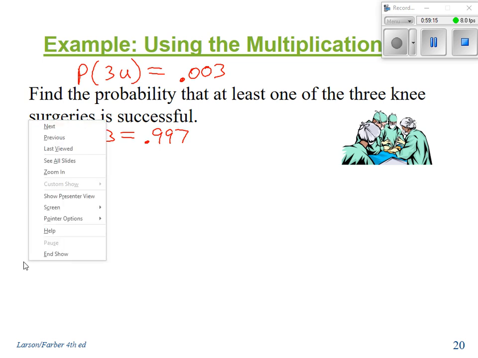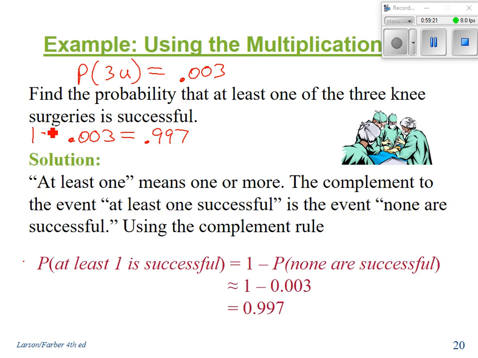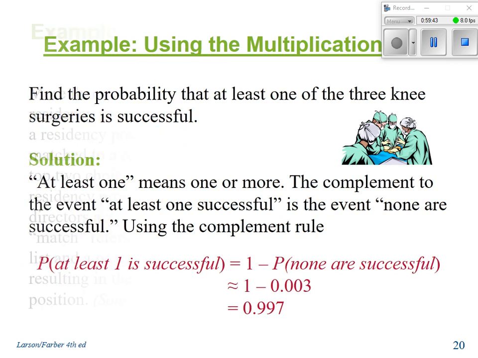Now, Cody, you're right. And next time, we're going to get into stuff like that. If they had asked us to find the probability that two are successful or one is successful, that group, then we would want to find those separately and add those probabilities together. Here, it's just easier to do it this way.